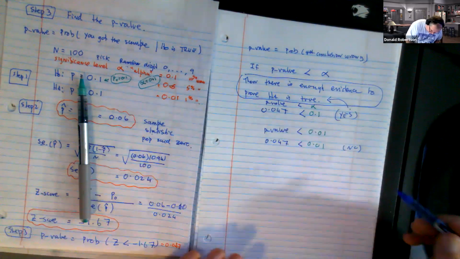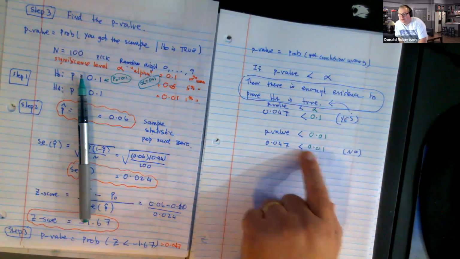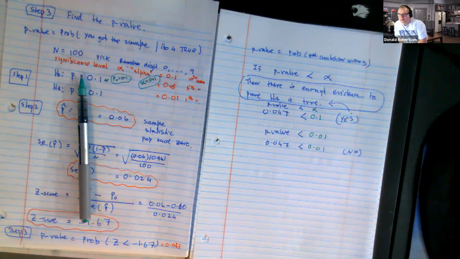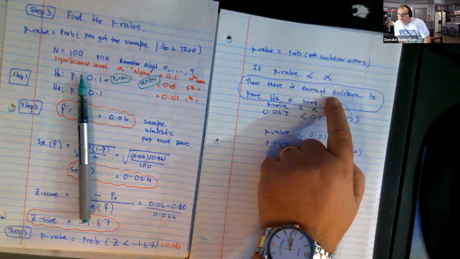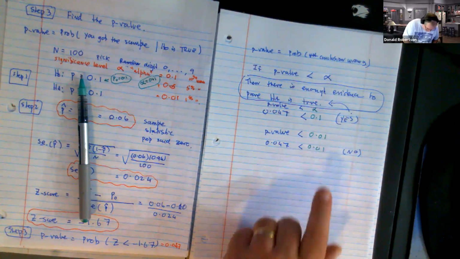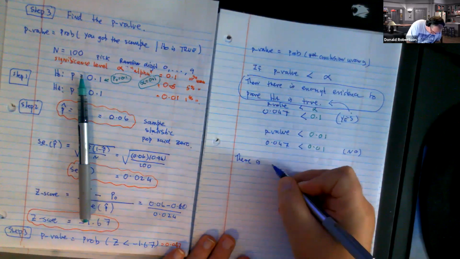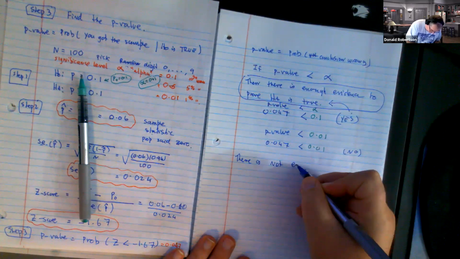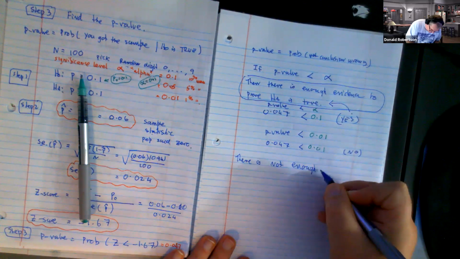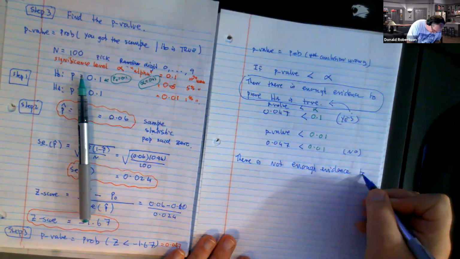On the other hand, what do you think the statement would be if this ends up happening? Can we still say this? No. This is not less than that. And when it's no, you phrase this sentence. There is not enough evidence, and it's phrased slightly differently, to reject H null.